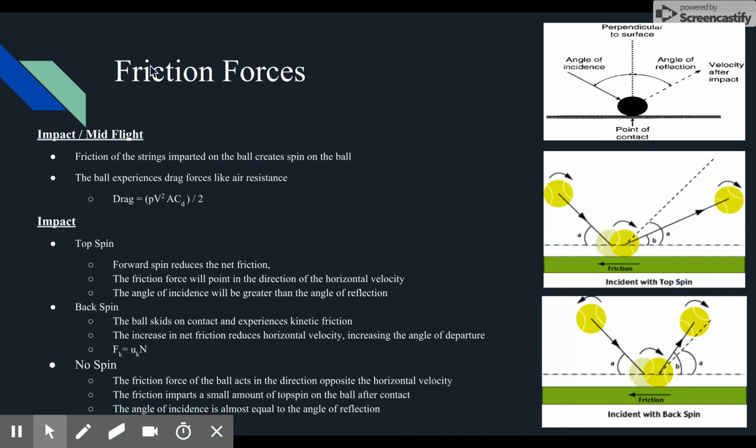For no spin, the friction force on the ball acts in the direction opposite of the horizontal velocity. The friction imparts a small amount of topspin on the ball after it makes contact with the ground, and the angle of incidence is almost equal to the angle of reflection for the ball when it makes contact with the ground.